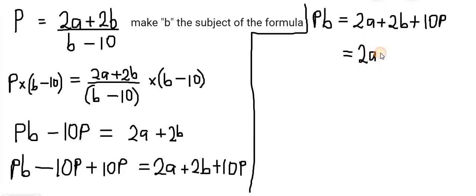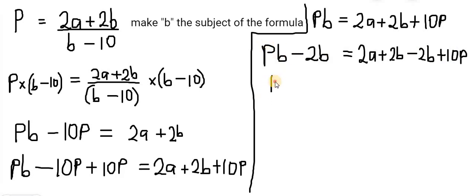So I have 2a plus 2b minus 2b plus 10b. And because I've done that to the right, I've got to do that to the left. And so that just becomes pb minus 2b is equal to 2a plus 2b minus 2b. That's a 0, so it vanishes. So it becomes just plus 10p.